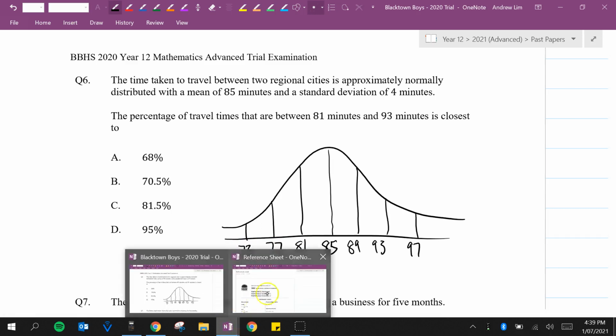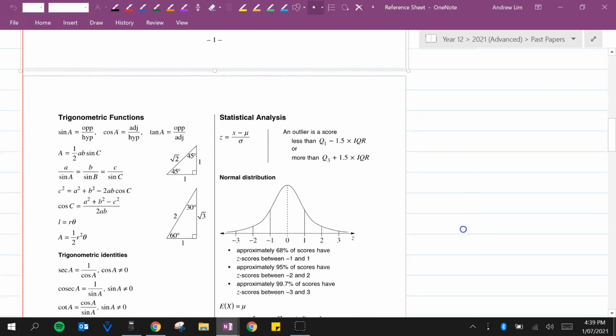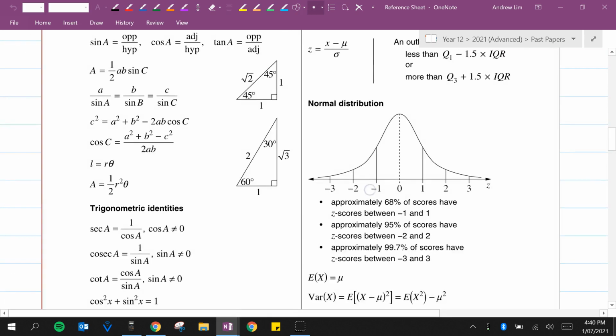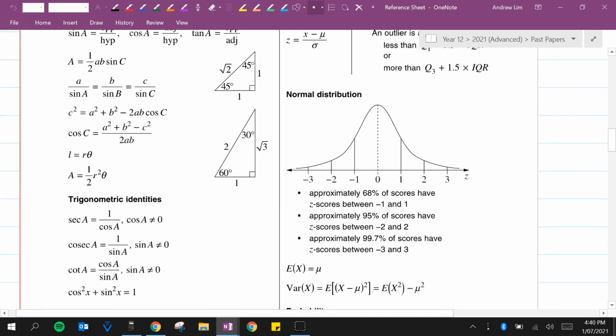And in our reference sheet here, we've got our normal distribution here. And it tells us these percentages. Now, what I want you to memorize is each different part. That's 34%. That's 34%. This is 13.5. This is 2.35. And this is 0.015.